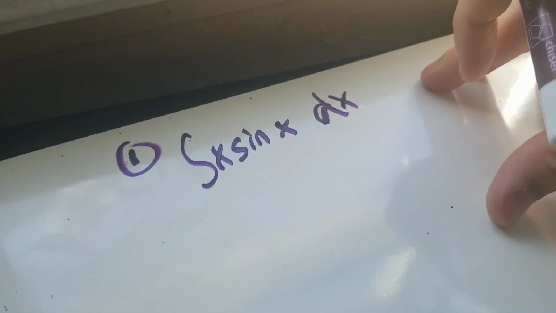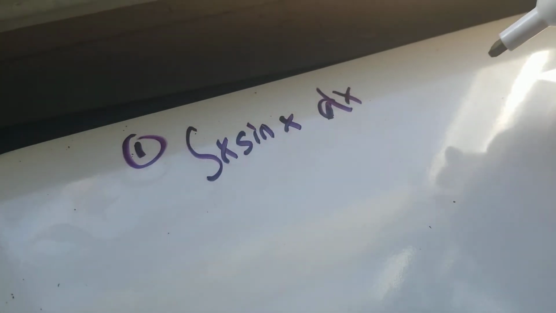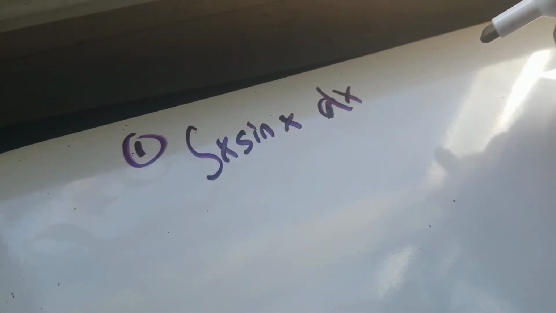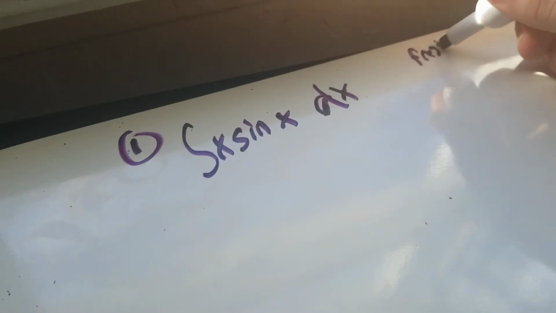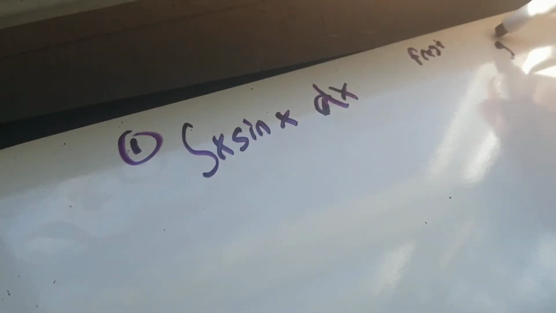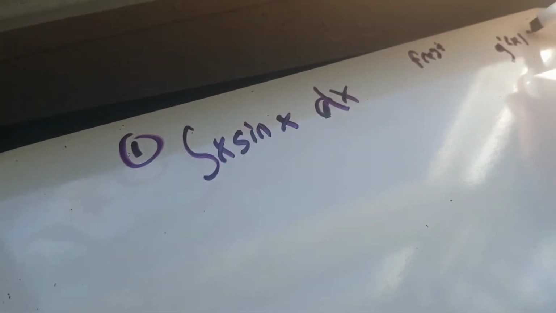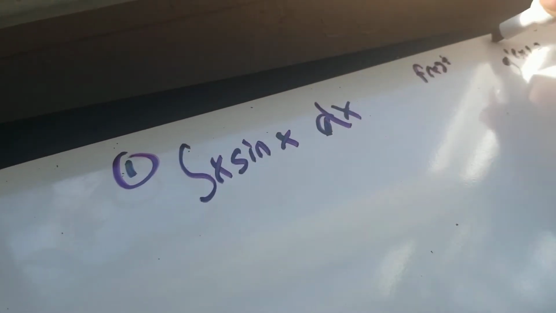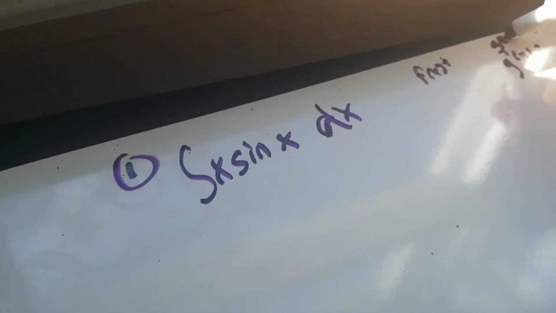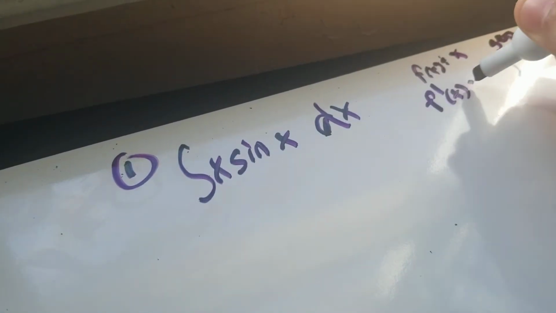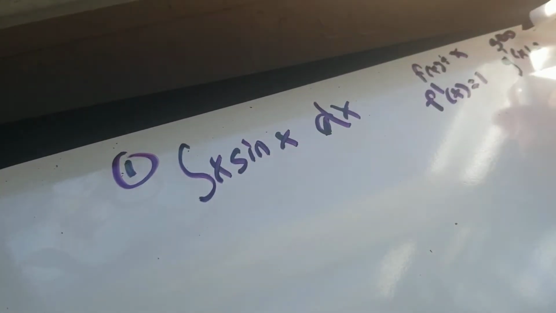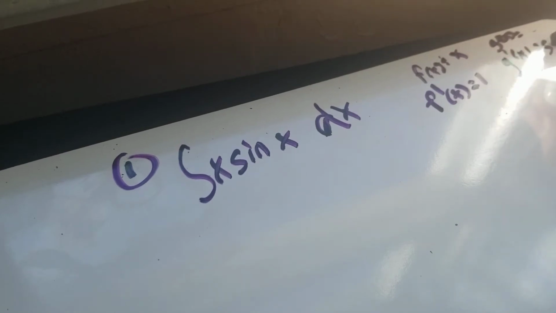But first, let's look at this: integral of x sine x dx. Now, I said use substitution. The problem is, for this one, you need to use integration by parts. So I'm going to call f of x the one that simplifies to something, like goes away, basically. So f of x, I'm going to make it x. Well, f prime of x is 1, because that disappears. And g prime of x, I'm going to say sine x.